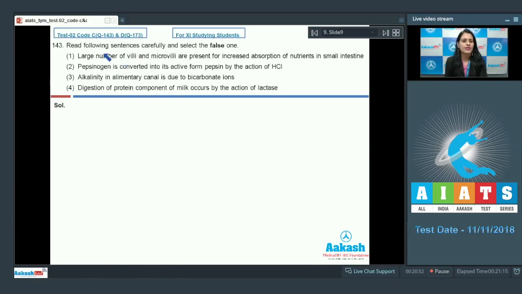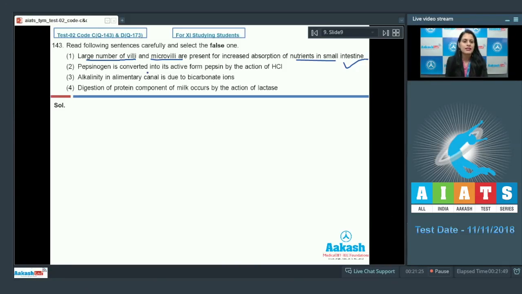Question number 143. Read following sentences carefully and select the false one. So we have to find out the incorrect statement among the given options. The very first option given is large number of villi and microvilli are present for increased absorption of nutrients in small intestine, and this is a correct sentence because the presence of villi and microvilli increases the absorption surface area in small intestine.